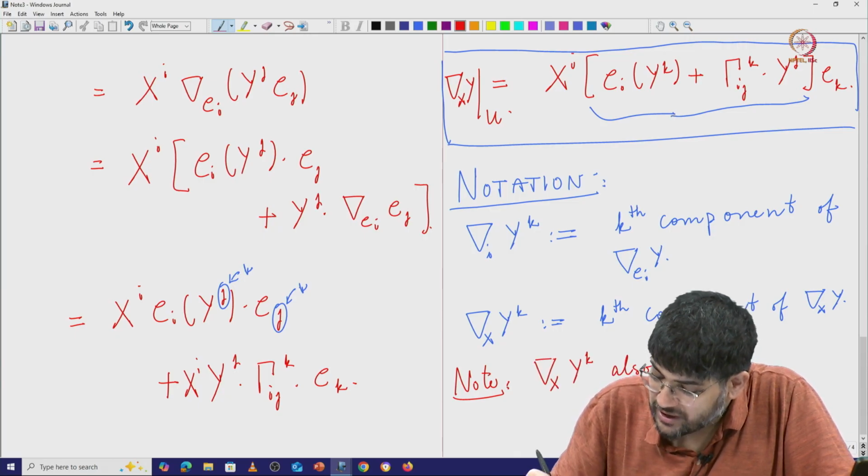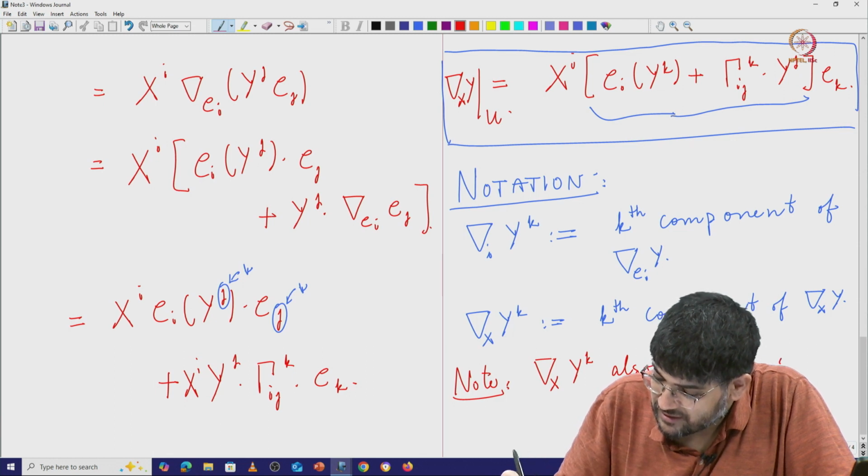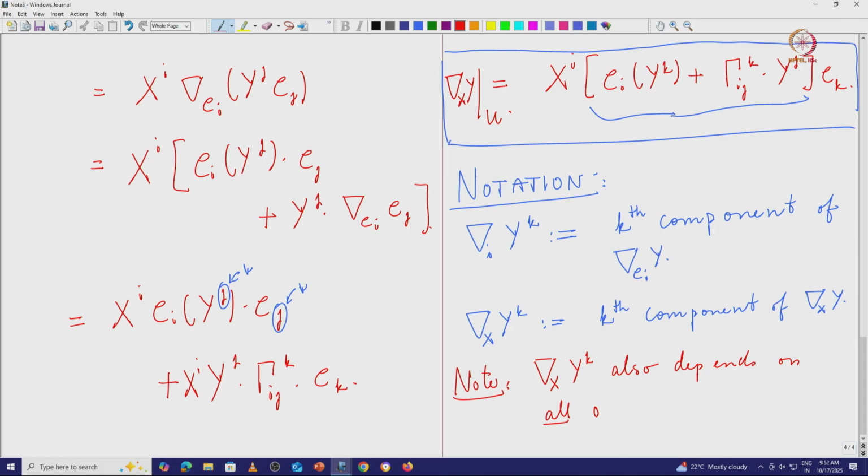One thing to note is, unlike in regular derivatives on Rn, this also depends on all the other components, via this zeroth order correction term. So this is how a general covariant derivative differs from the naive derivative in Rn, in that the derivative of the kth component also depends on the other components, through the zeroth order correction term. So that's something to be careful of.